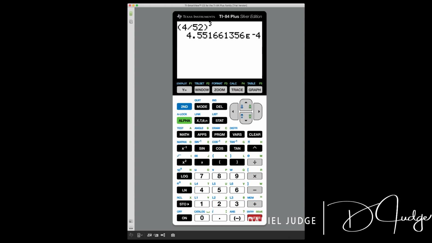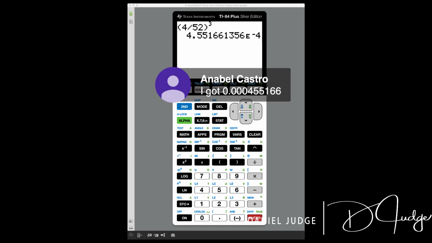Okay. We have here Annabelle Castro. Look what she says she has. She has the answer 0.000 and then 455,166. Well, let's stop and think about this if you guys recall. And so is Jackie Lugo. She has the right answer, right?